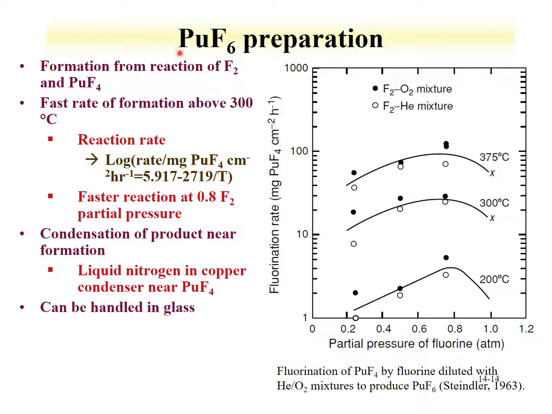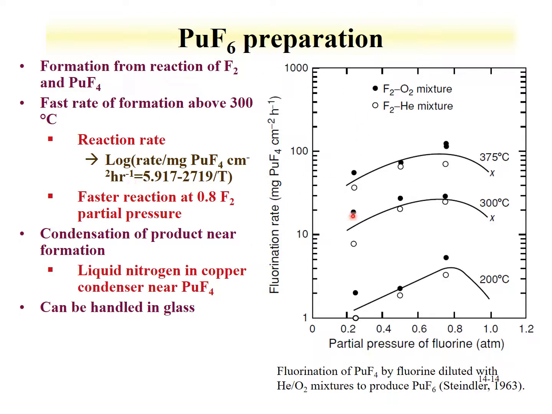The hexafluoride, which is volatile, can be prepared from the reaction of the tetrafluoride with the difluoride. The reaction rate is pretty fast. The fluorination rate is shown here against the partial pressure of fluorine. We see once we get above 300 degrees, from 200 to 300 degrees, we increase about an order of magnitude, where the reaction rate equation is shown here, and the dependence upon temperature is evident.